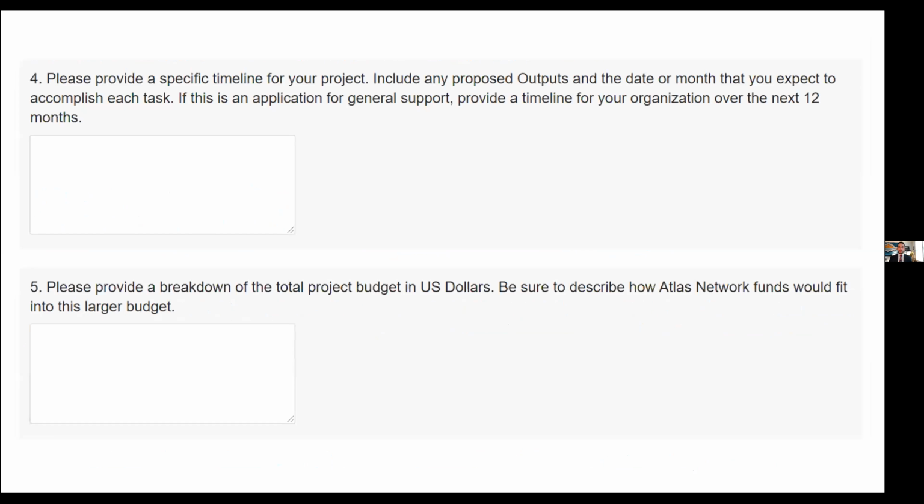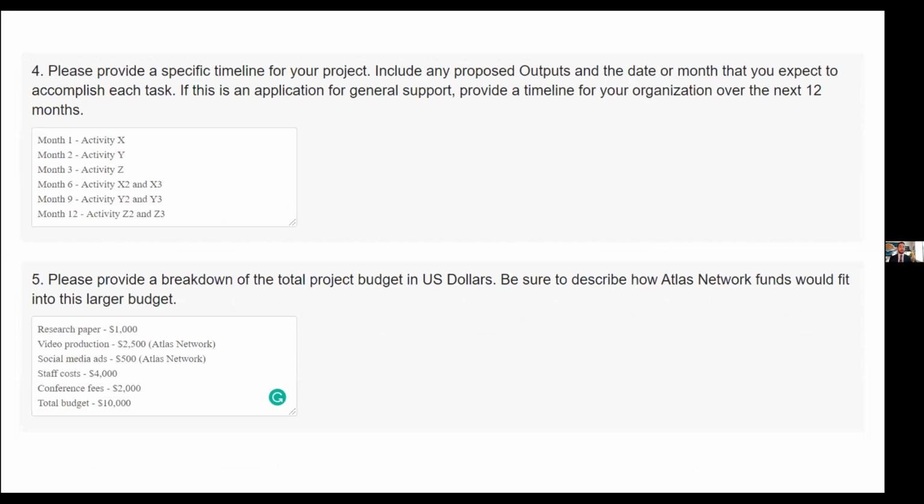These two are a little more straightforward, but I wanted to show you an example of what a good budget breakdown and a timeline would look like. So here I've written out just sort of bullet point format, right? So the clearest you can make it. We want to see a timeline, usually between 6 months and maybe 2 years is a good range of timelines for project proposals. Here I have a year-long timeline, and I wanted to show you what that looks like, what the best way to communicate that to us is.